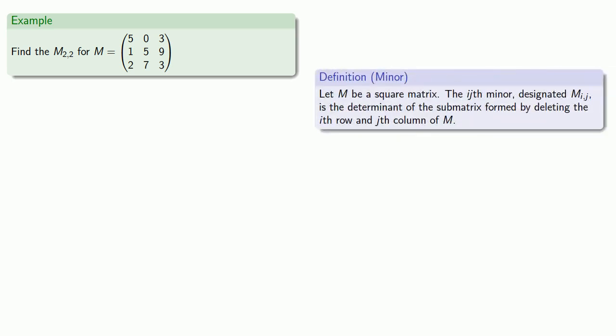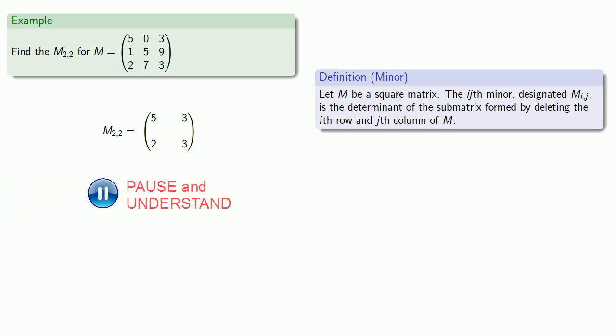So what we want to do is delete the second row, second column, and that leaves us with the matrix 5, 3, 2, 3. The minor itself will be the determinant of that matrix. We can use the minor to find the determinant of any matrix.